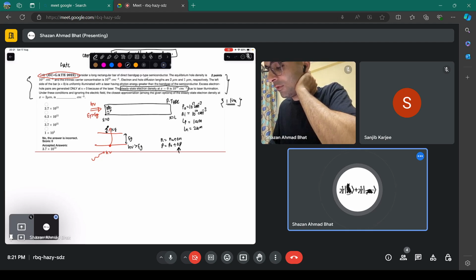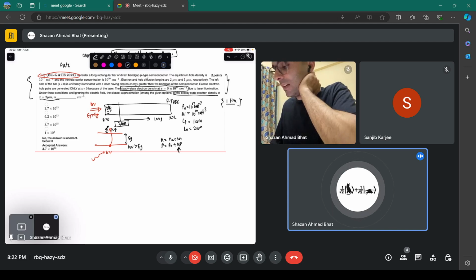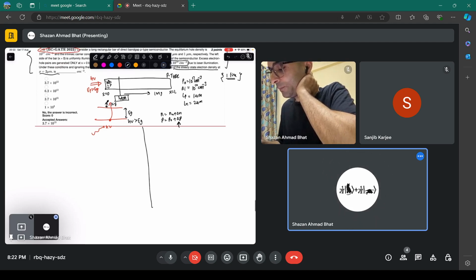Under these conditions and ignoring electric field, the closest approximation of steady state electron density at x equals 2 micrometers. Okay, so you have to find, let's say this is some length L, this is very long. So you have to find the steady state electron concentration at, let's say, 2 micrometers. So you read the entire question and you are like, damn, what do I have to do. And what people usually start to do is something like this.